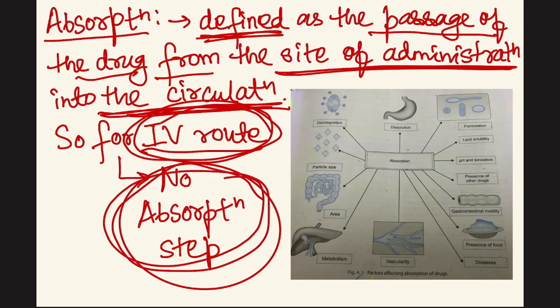That is, the drug is bypassing the absorption because the drug is directly entering into the systemic circulation. Whereas in all the other routes, be it oral, subcutaneous, intramuscular, or inhalation, the drug is first transported into the systemic circulation, and that's why there is a step of absorption for all other modes of administration. But in the intravenous route, we don't have any absorption because the drug is directly entering into the bloodstream.